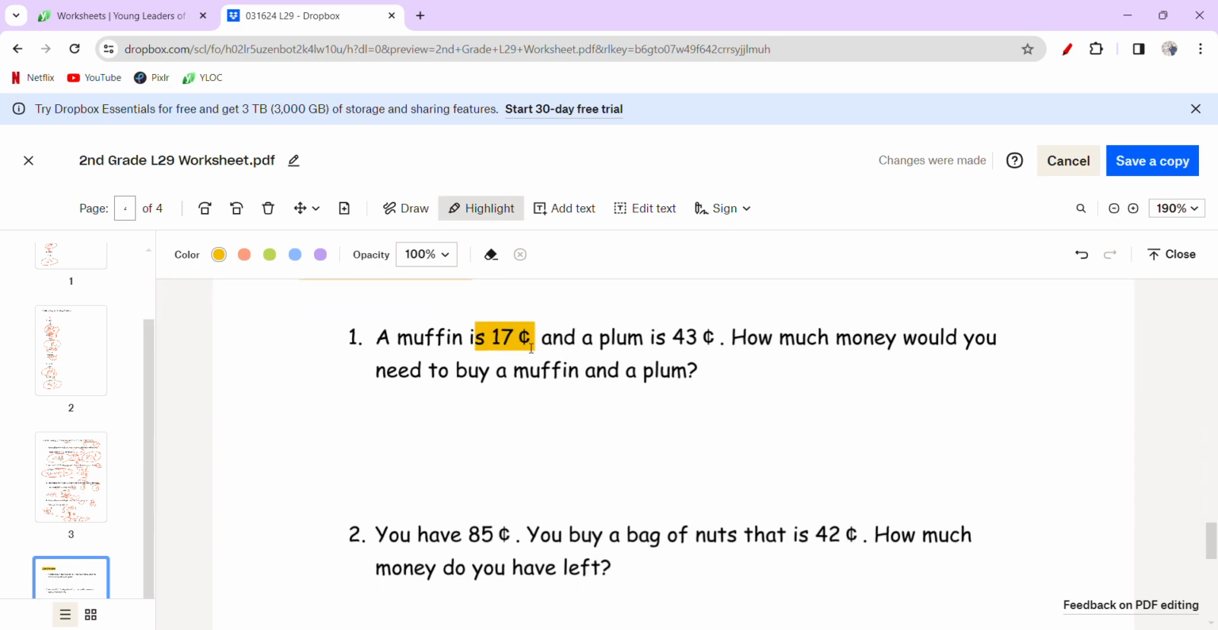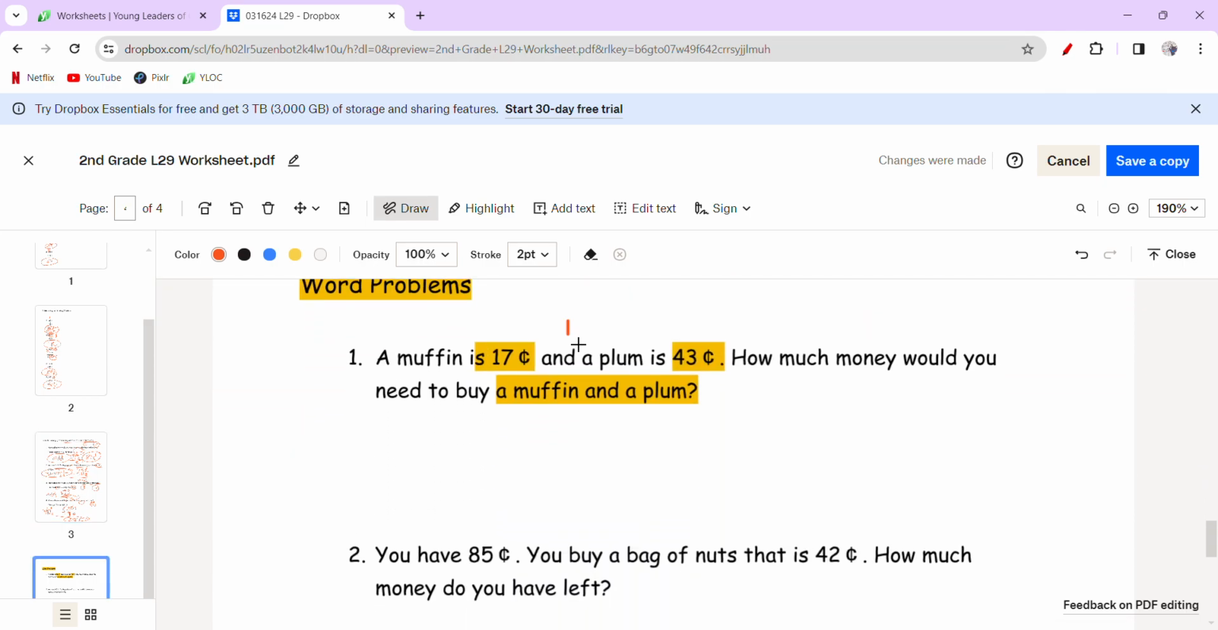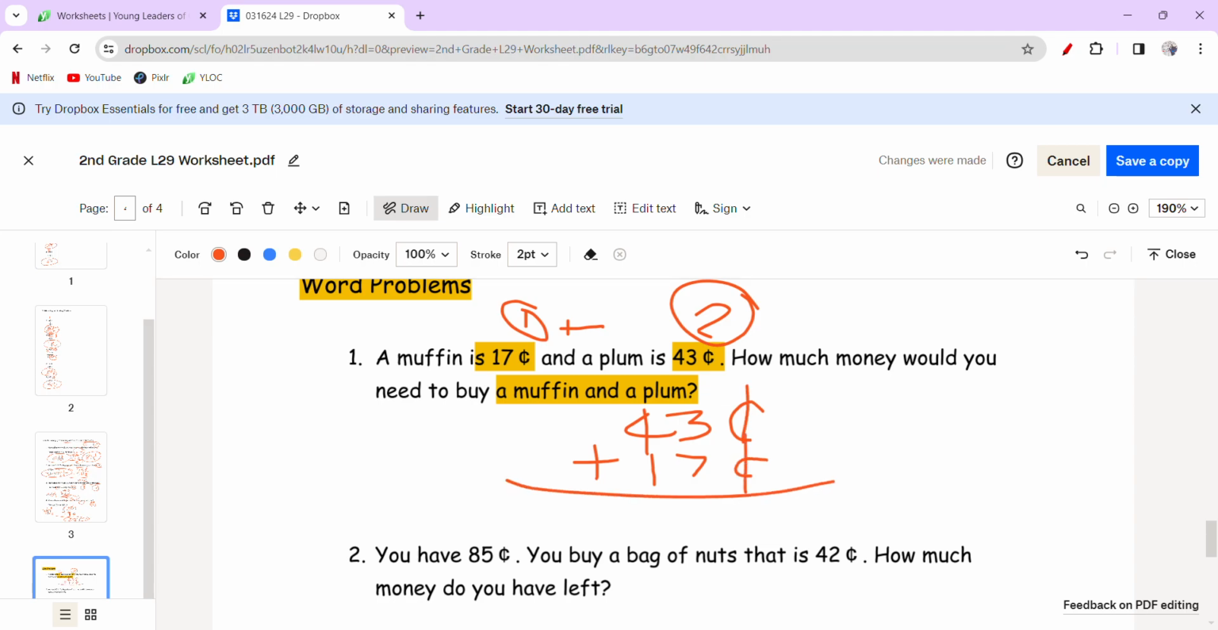A muffin is 17 cents and a plum is 43 cents. How much money would you need to buy a muffin and a plum? Okay, so very similar to what we just did. We are going to add, right? Because you have item number 1 right here and item number 2 right here. So you'll simply add 43 plus 17. They're both cents. So 3 plus 7 is 10, so write a 0 and carry the 1. 4 plus 1 is 5, plus this one right here would be 6. So you would need 60 cents.